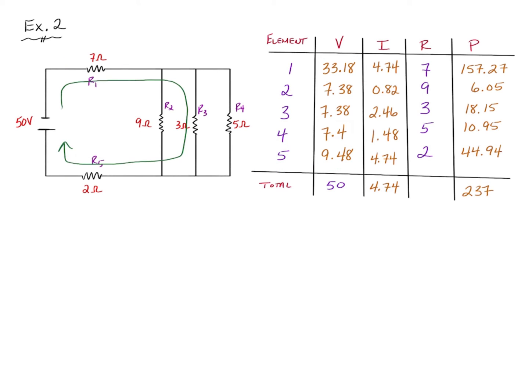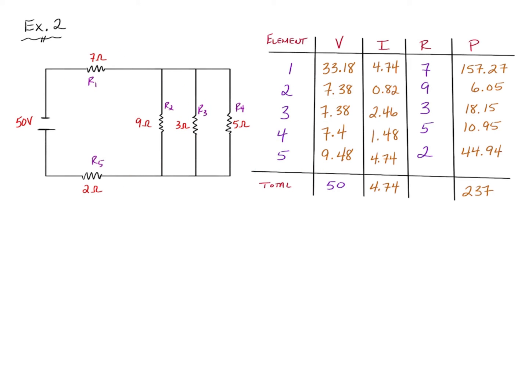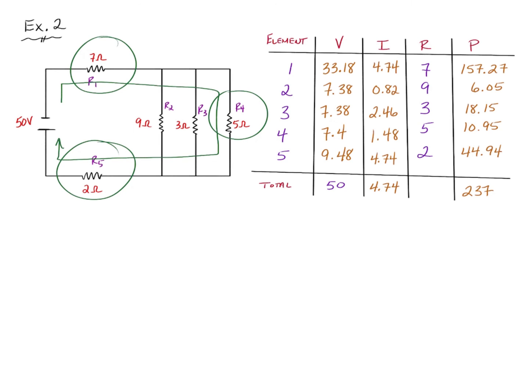If instead I want to take pathway 2, and that brings me through R1, R3, and R5, I can look at R1, R3, and R5, and once again, it adds up to my total of 50. And if I want to take my third possible pathway, that brings me through R1, R4, and R5. If I find those in my table, once again, those all add up to 50 volts.